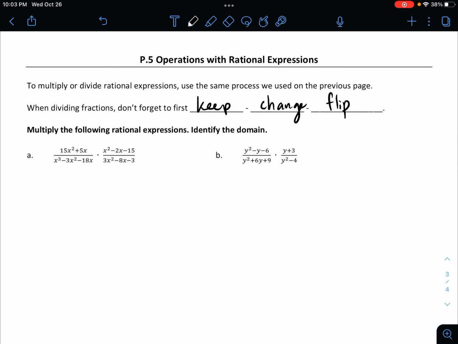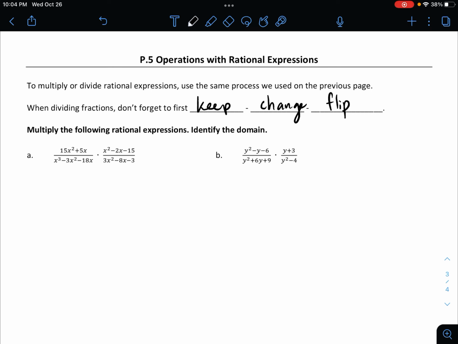Whether it's GCF, factoring a trinomial, difference of squares, grouping, anything you can possibly factor, you want to factor it first. And then you're going to be able to cross off your like terms, or I should say your common factors. So in these examples, A and B, you're going to multiply the following rational expressions, and then I want you to identify the domain. You're not going to have to write the domain in interval notation this time. I just want you to identify the excluded values.